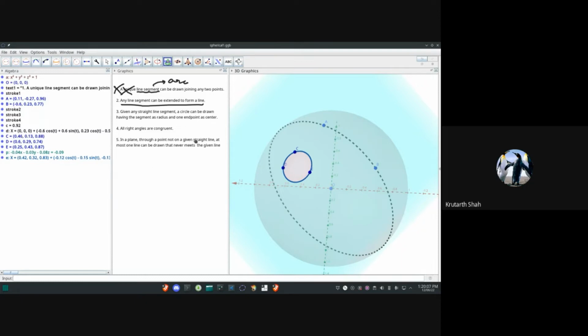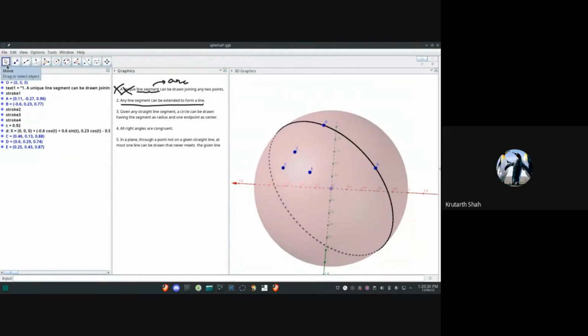Anyway, so basically, this does not hold for almost the same reason as the first one. If you take two antipodes, then you cannot construct a circle using that as the radius, since you'll have points which are not on this sphere, which is not allowed. The fourth one is obviously true as well.